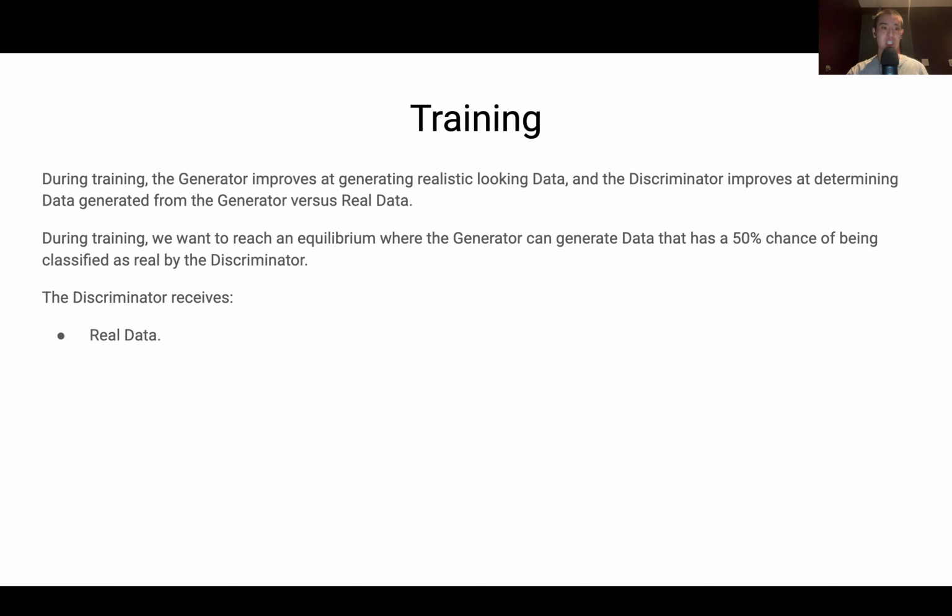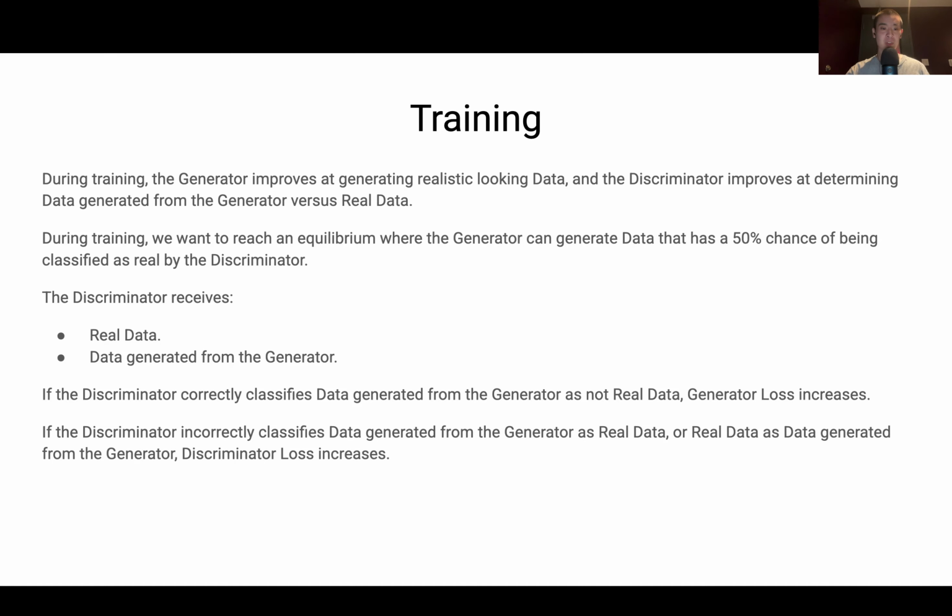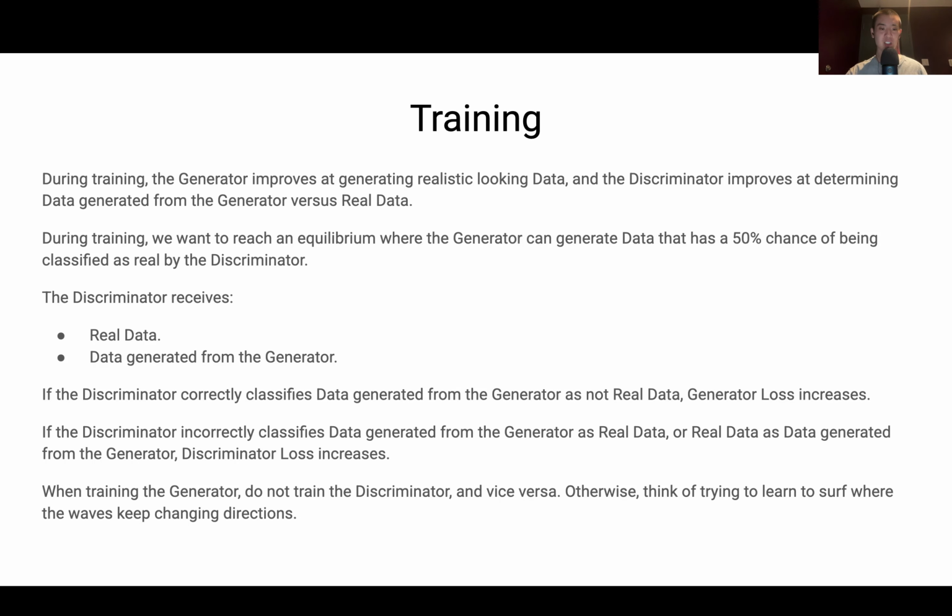The discriminator receives real data and data generated from the generator. If the discriminator correctly classifies data generated from the generator as not real data, generator loss increases. On the other hand, if the discriminator incorrectly classifies data generated from the generator as real data, or real data as data generated from the generator, discriminator loss increases. When training the generator, do not train the discriminator and vice versa. Otherwise, think of trying to learn to surf where the waves keep changing directions.